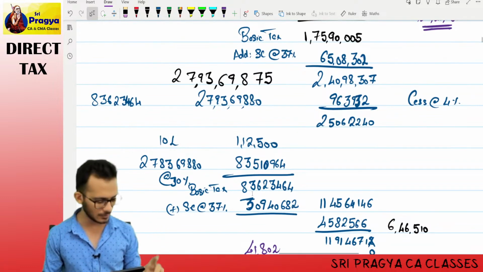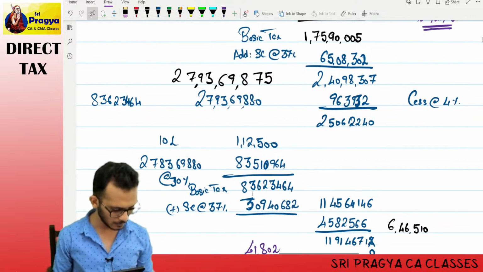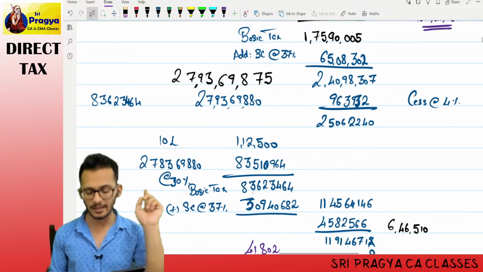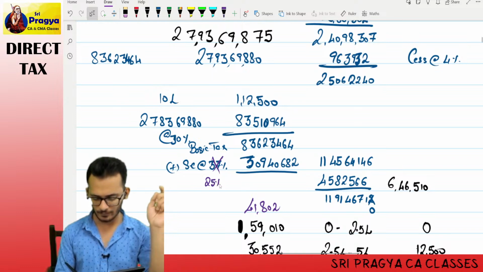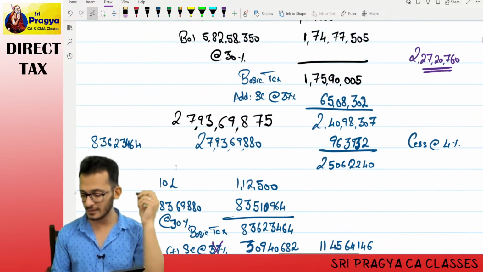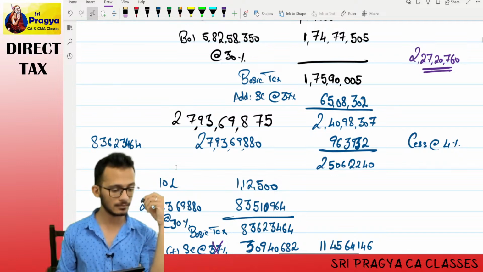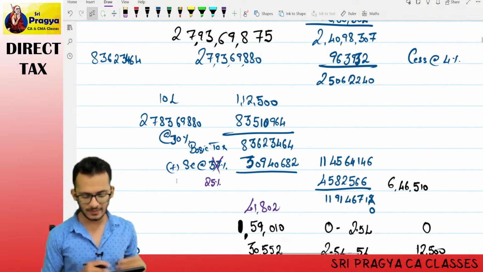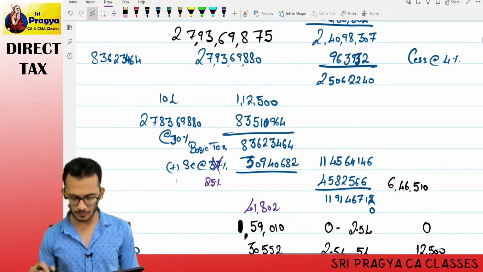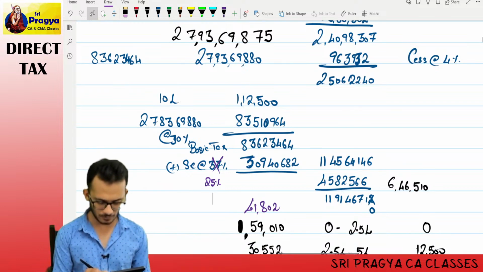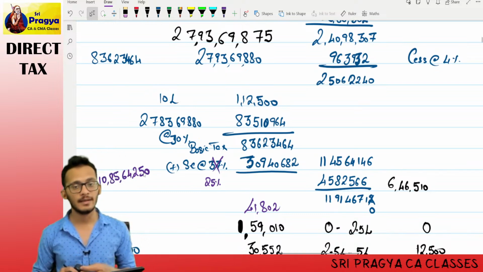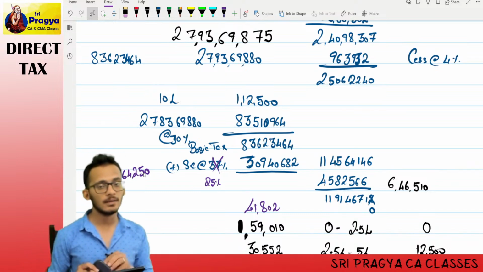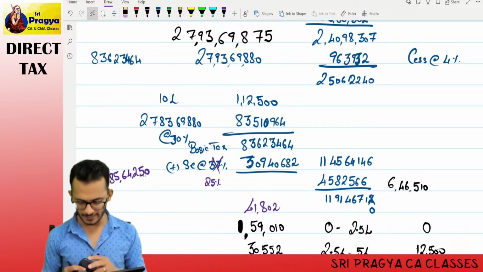Next is 27 crores. Again, what will you do? Surcharge is 25%. 2,27,20,760 is the final answer. Yes, for 27 crores the number is 10 crores, 85 lakhs, 64,250. Same numbers? Yes, again you will opt for the default regime. Next.